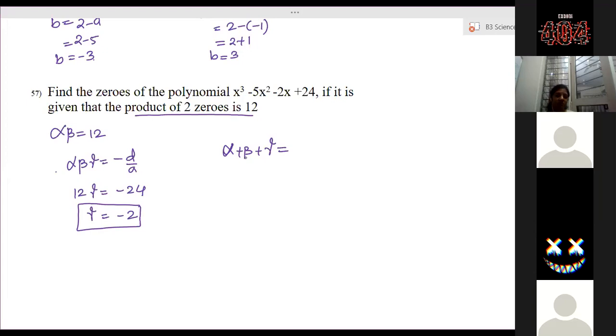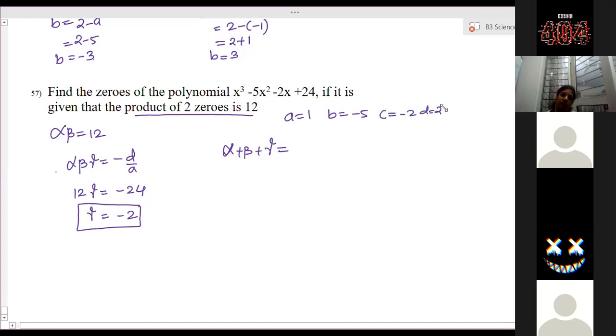What's going on, Vaibhavi? You have solved all your questions? Yes, ma'am. Then how are you not getting the sum of the zeros? Ma'am, I've solved it, but I didn't understand. I want only the alpha plus beta plus gamma relation. What is the value of the sum of these three zeros? Minus b by a. So what are a, b, c, d in this equation? A is 1, b is minus 5, c is minus 2, d is 24.